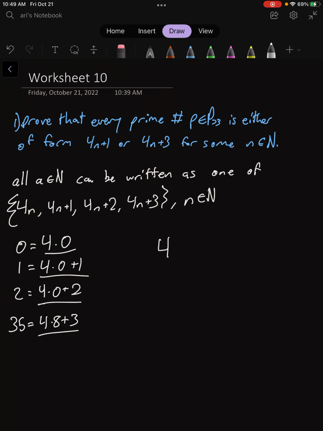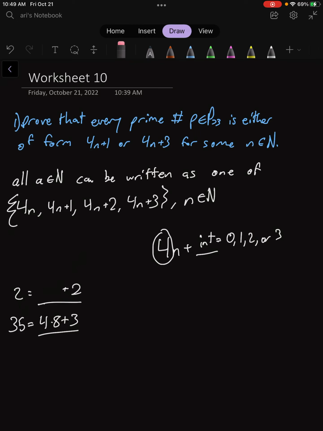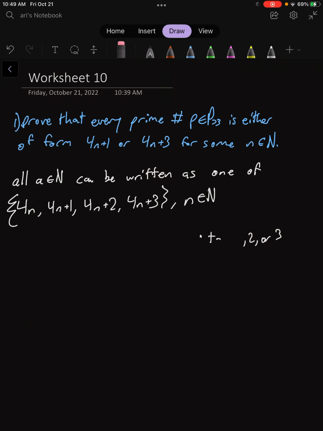And the format here is 4 times a natural number plus an integer that is less than 4. So this integer equals 0, 1, 2, or 3. And we could do the same thing and not use 4. I'm going to get rid of everything and start over, and we'll use the number 3 instead, and you'll see it's going to follow the same type of form, where you could write any natural number as 3n plus 1, or 3n plus 2.